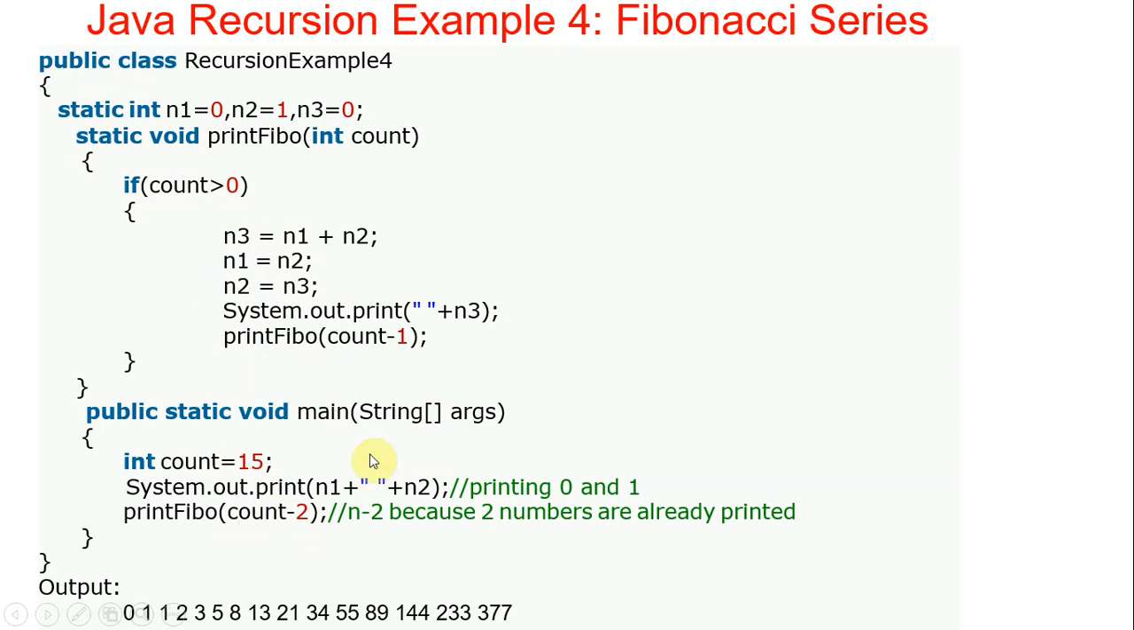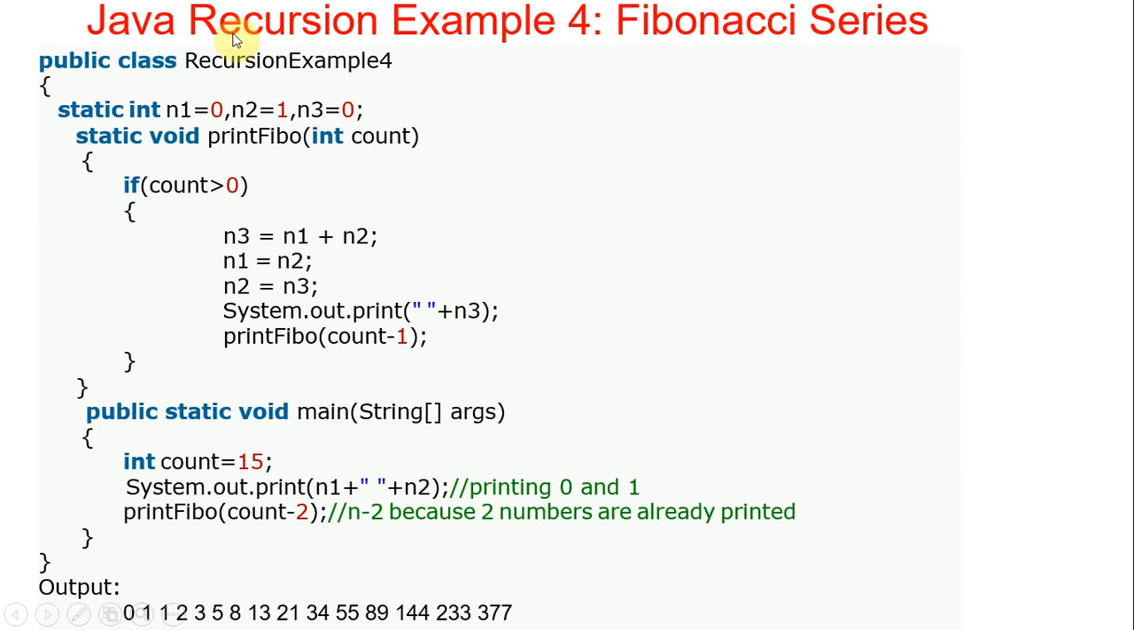So 13 times we have to perform the calling of the fibo method. Here, static variables n1 is 0 and n2 is 1 initially. We print n1 and n2, so that's why we have 0 and 1 initially. Then we call print fibo, passing the count value 13. If 13 is greater than 0, yes, obviously. So we calculate n3 as n1 plus n2, that is 0 plus 1, which is 1. We assign the n2 value to n1 and the n3 value to n2, and print n3. Then we pass the value of count minus 1, so 13 minus 1 is 12.